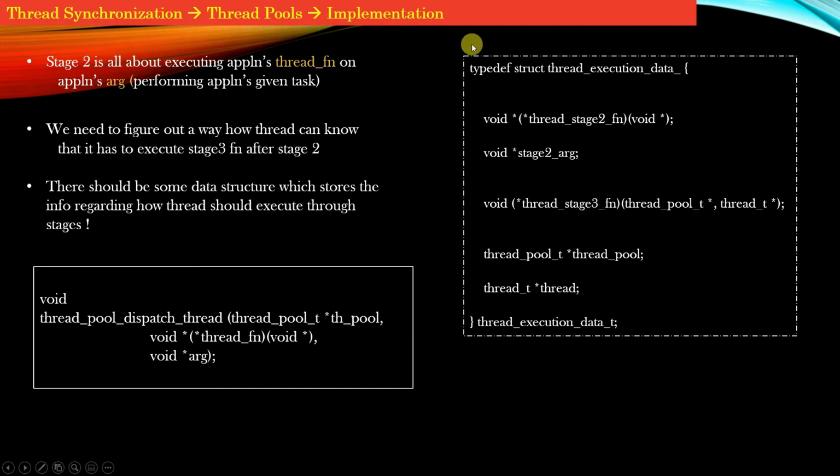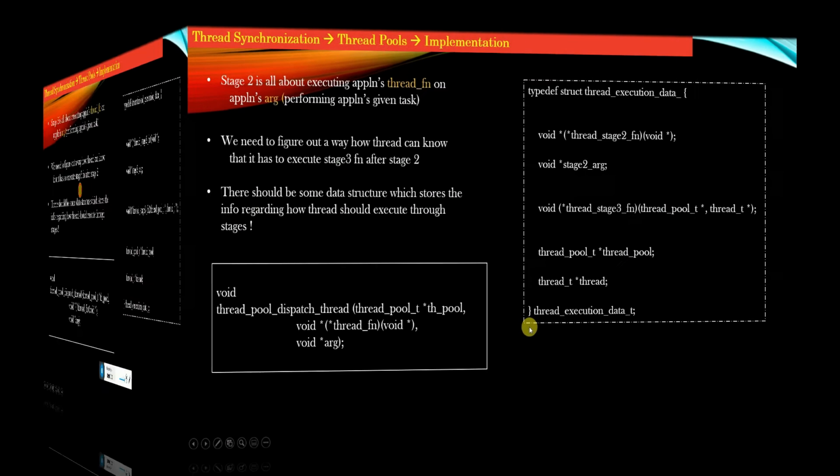So if you notice, this entire data structure contains the information regarding stage 2 function and the stage 2 data, as well as stage 3 function as well as stage 3 data, right? So now the next challenge is how we can use this data structure to guide the execution of our thread through stage 2 and stage 3, right?